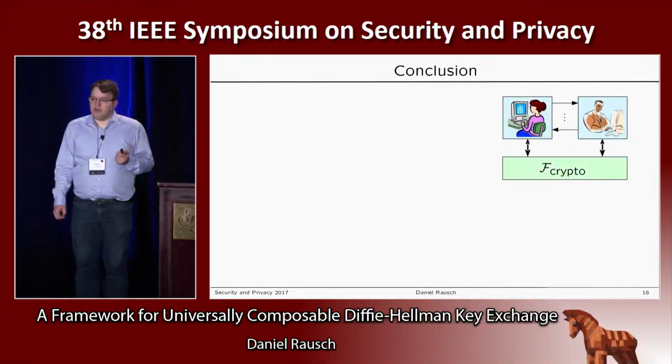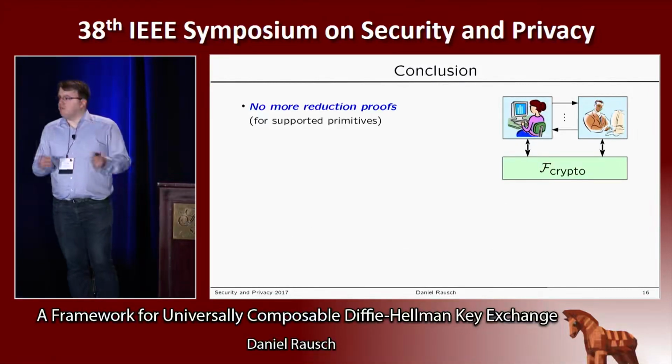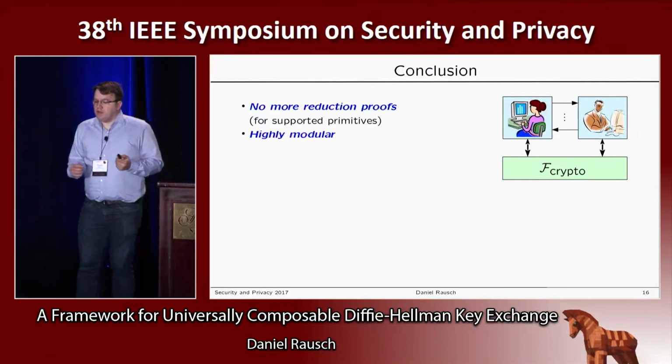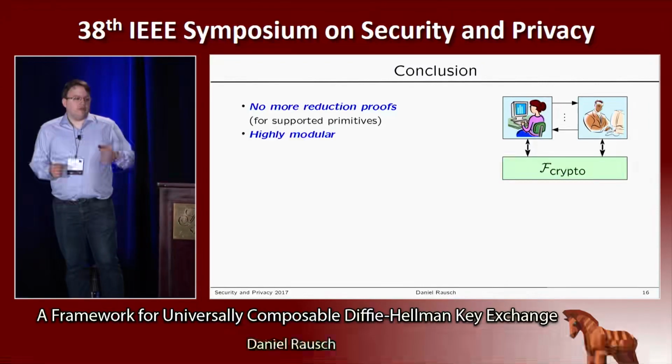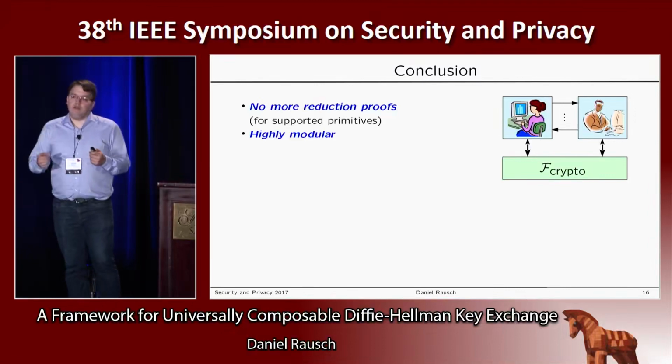To conclude my talk, we did indeed succeed in our goal of eliminating reduction proofs, at least as far as the primitives supported by F-crypto go. Our approach is highly modular. This was also already illustrated by, for example, the ideal key exchange functionality, which can be reused to build higher level protocols on top of it.